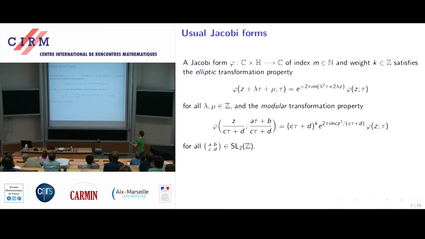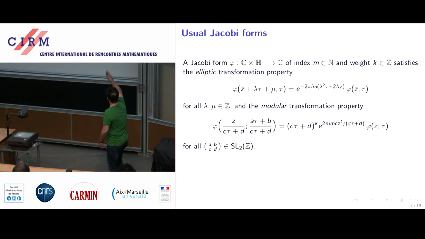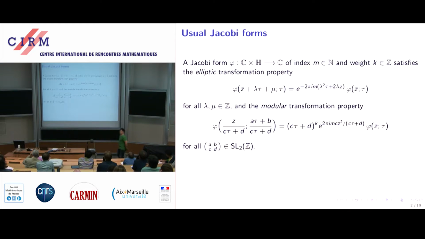So this is important for us today. Whenever I speak of a Jacobi form, or I just write phi, it's always going to satisfy these transformation properties. There are two integers in here, m and k. M is called the weight, k is called the index. The other way around, sorry. And I always assume that we have those.